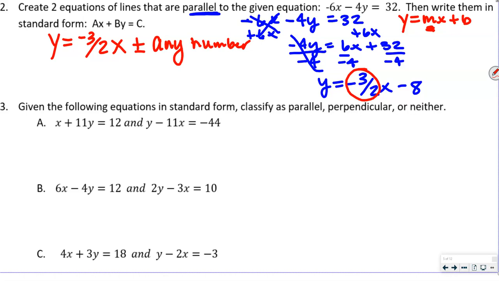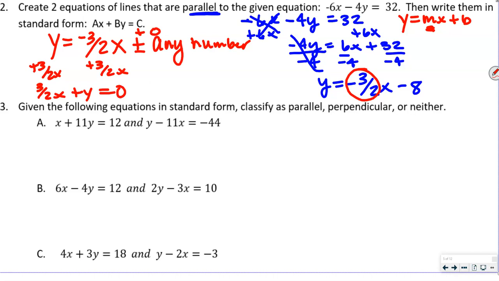All right, now it says also then write them in standard form. To write things in standard form, it means we're moving everything except for the constant to the left side of the equal sign. So let's just say we had put a 0 here, plus 0. If we've done that, then we're going to move this 3 halves x to the other side. So we're going to add 3 halves x to both sides. Now this is going to be 3 halves x plus y equals 0. So our constant would end up on the right side of the equal sign and everything else would be on the left.